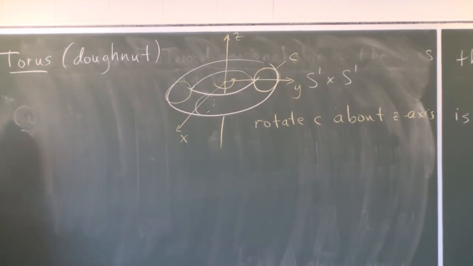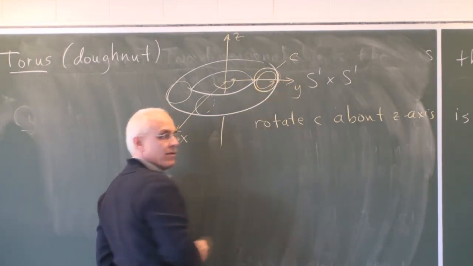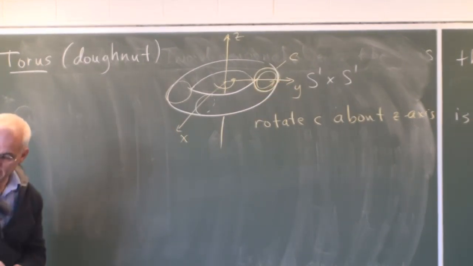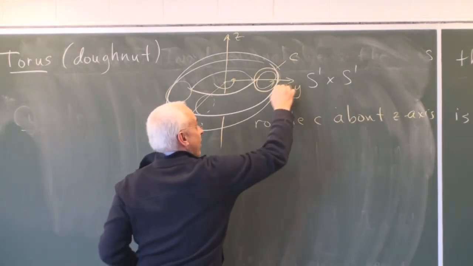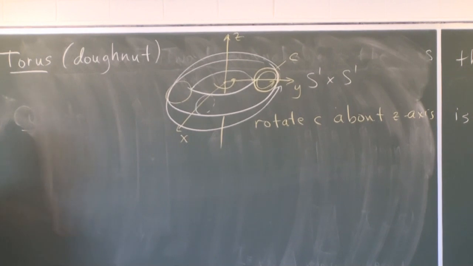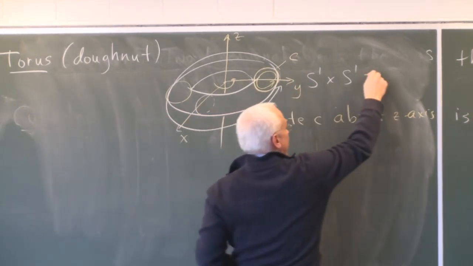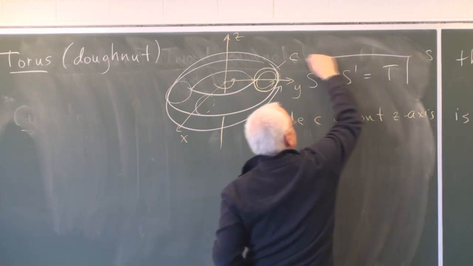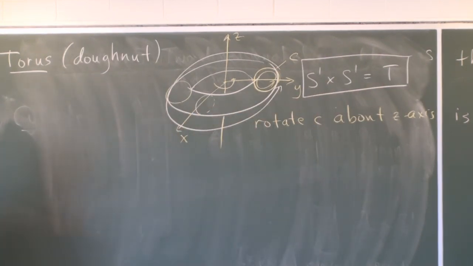And so then there's two circular parameters involved. There's one parameter around this circle, and there's a second parameter around this circle. And that's why the torus is S1 cross S1. And we'll call it T for short. It deserves a separate symbol.